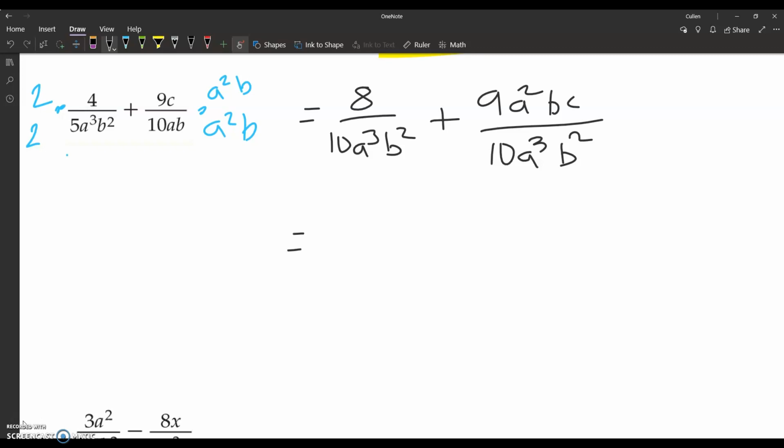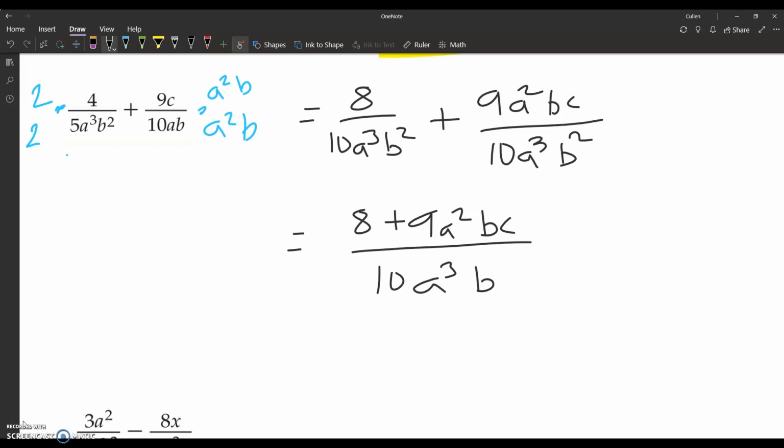So let me add the two terms in the numerator. 8 and 9a squared bc. You can't combine them again because they all have different variables and different exponents. And then in the denominator, I've got 10a to the third b squared, which does not change after you found that common denominator. It will stay the same. Okay?